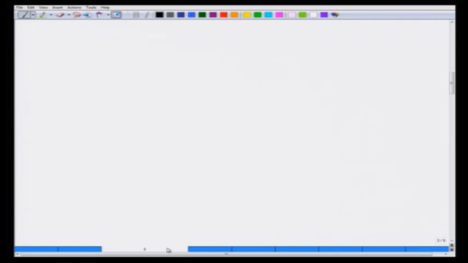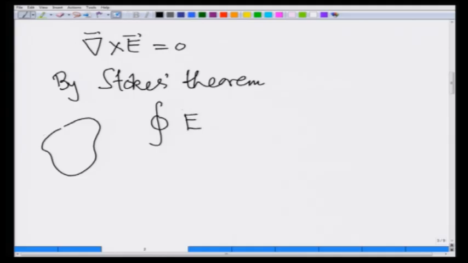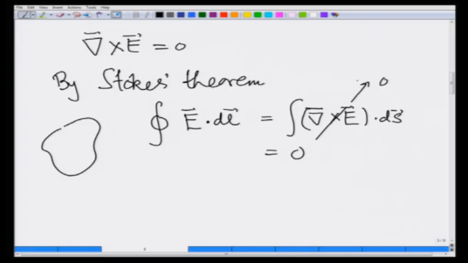So, let us see, when I have curl of a quantity equal to 0, by Stokes' theorem, we have over a closed path the line integral of E, which is equal to the area integral of the curl of E, this we did last time, is equal to 0, because this fellow is 0.